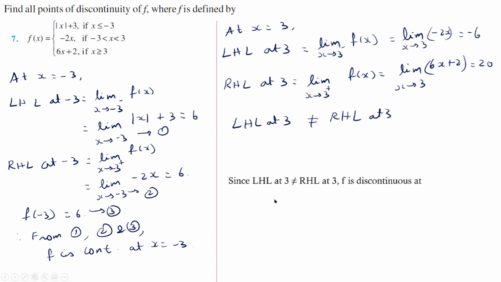So since the left hand limit at 3 is not equal to the right hand limit at 3, f is discontinuous at x equal to 3. Now if we see at all the other points, f is continuous since f is a polynomial function. So the only point of discontinuity is x equal to 3.